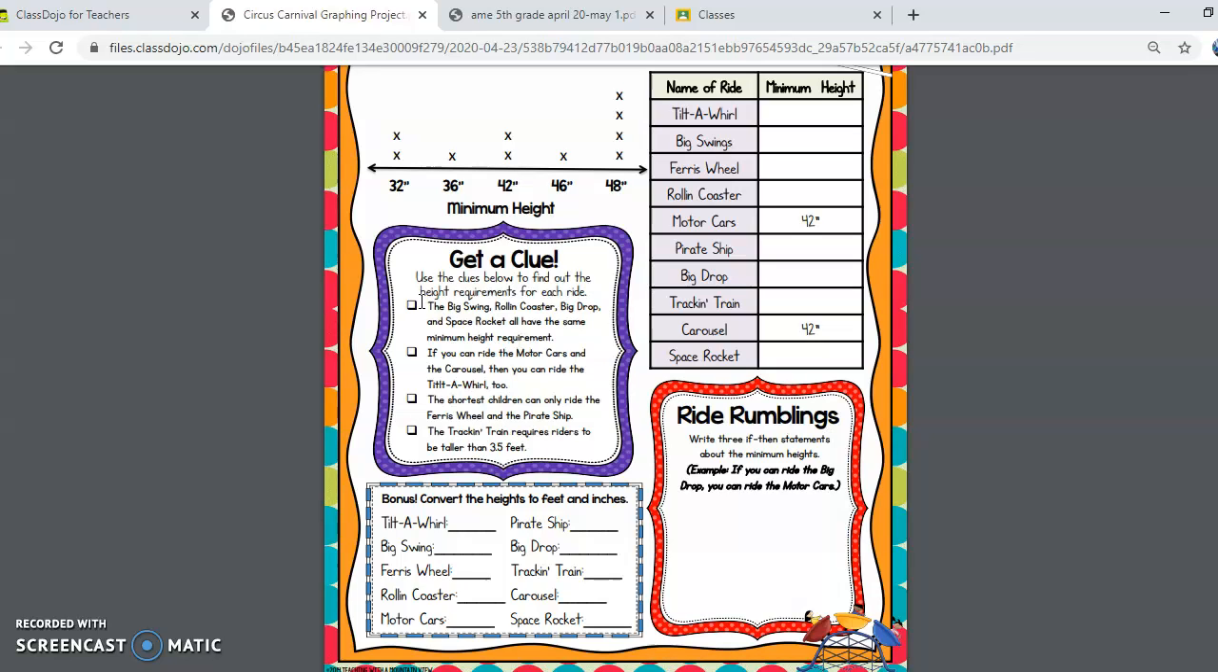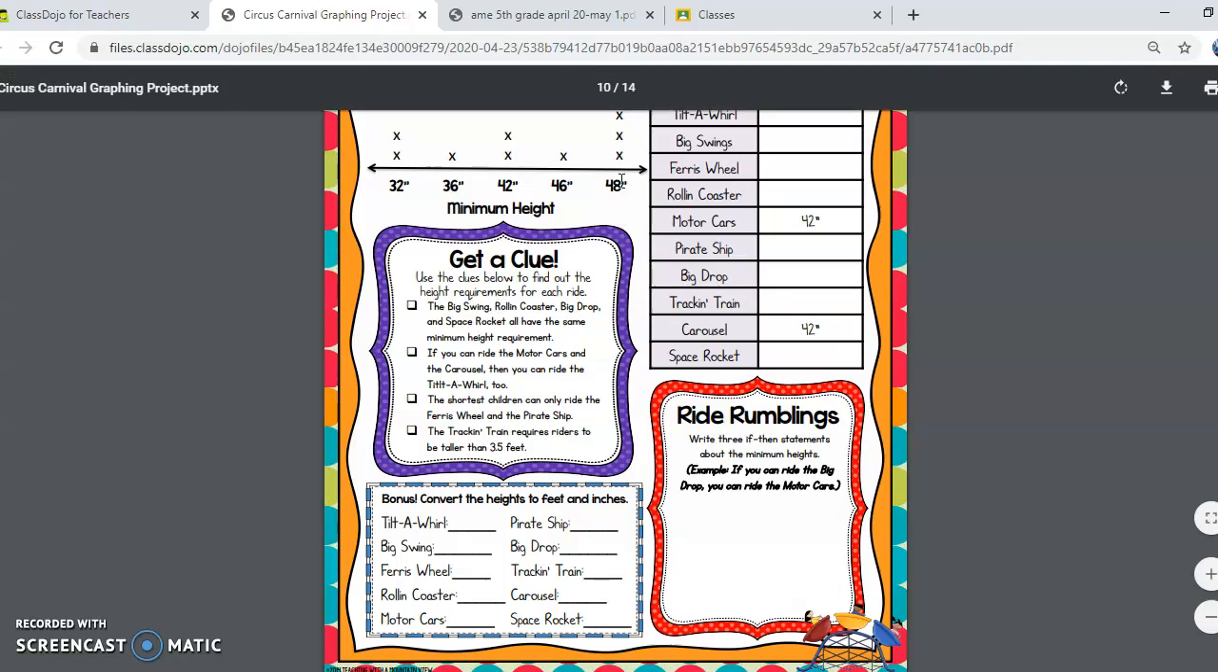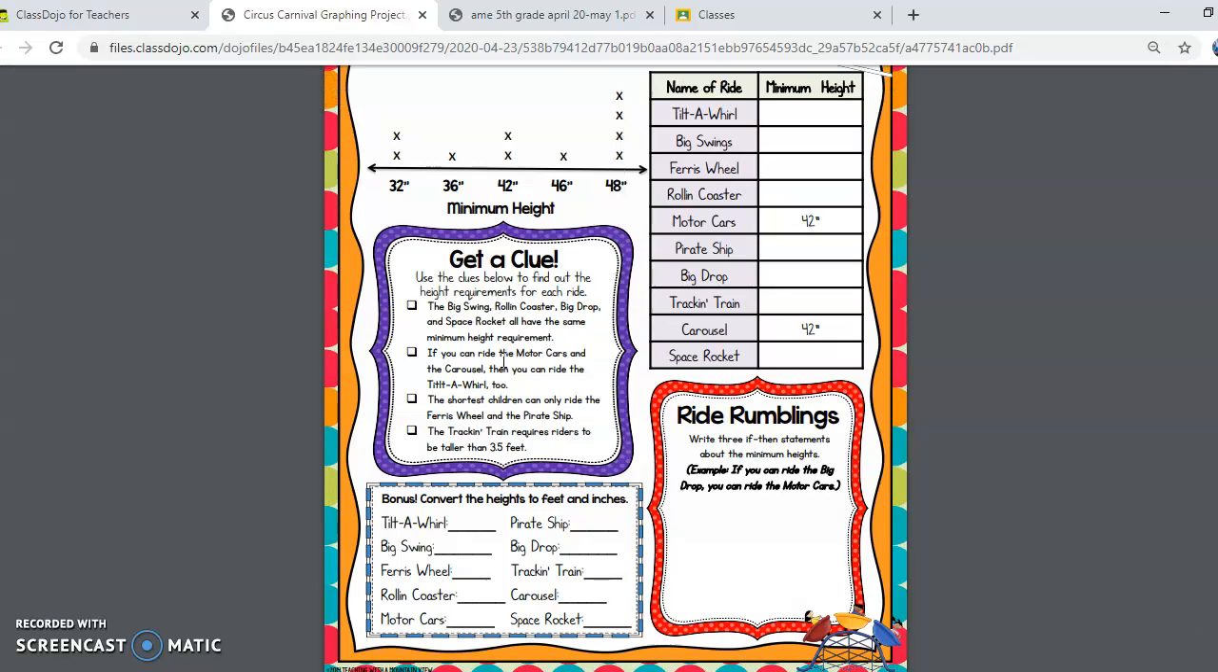It says the big swing, roller coaster, big drop, and space rocket all have this same minimum height requirement. So that shows me that there's 1, 2, 3, 4 that have the same. So that right there is going to give you the information. Okay, so these 4 have 48 inches. So there's your hint from me. Okay, if you can ride the motor cars and the carousel, you can also ride the tilt-a-whirl too. Okay, the shortest children can only ride the Ferris wheel and the pirate ship. And then the track and train requires riders to be taller than 3.5 feet.